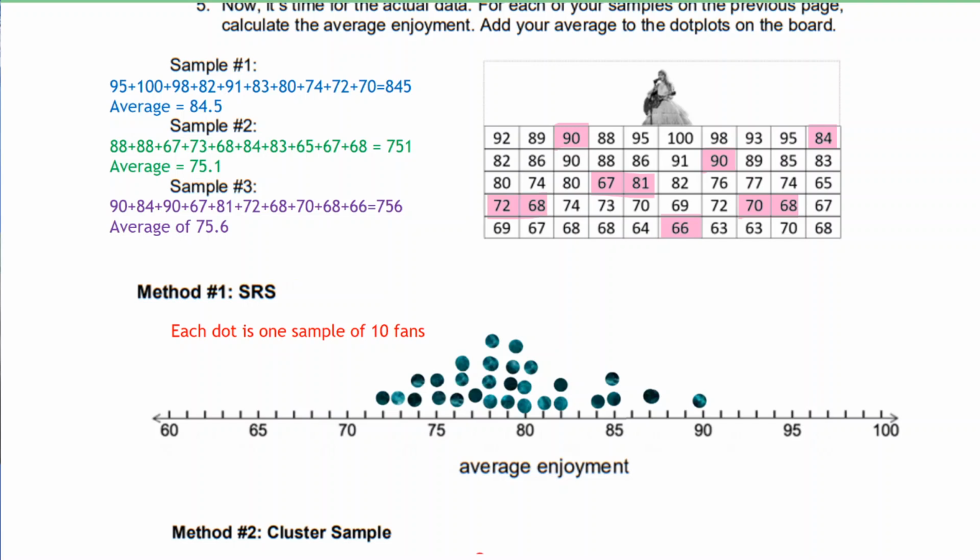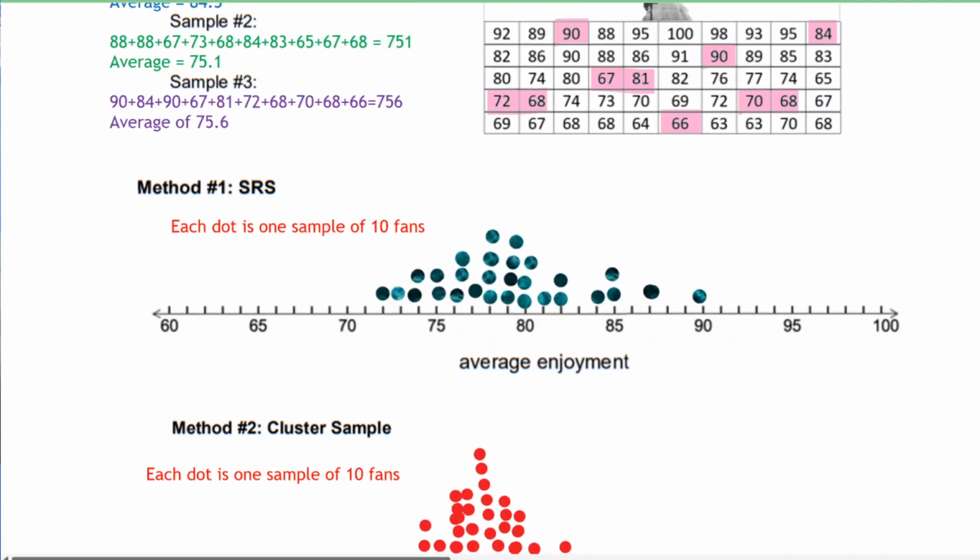But since this is academics, we can actually take a look at all the things that could have happened. And since we asked everybody in class to do a separate sample, we can compile everybody's samples together and take a look at what happened. So this is the same SRS that we did yesterday. And notice that this time I've added the key that each dot is going to be one sample of 10 fans.